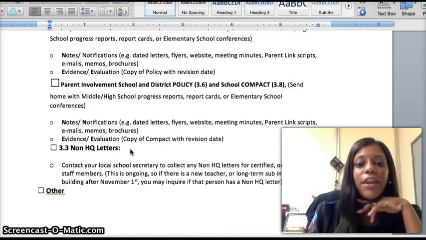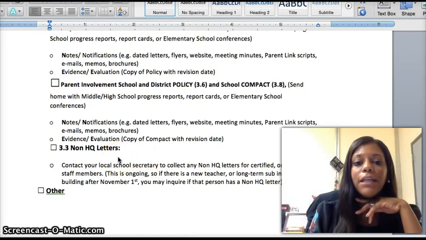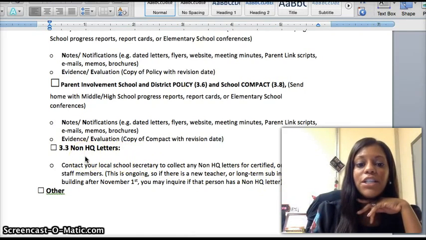Several of you have asked about the non-HQ letters. Please contact your local school secretary to collect any non-HQ letters for certified or classified staff members. This is an ongoing process, so if there is a new teacher or long-term sub that you notice in your building after November the 1st, you may wish to inquire to your secretary if that person has a non-HQ letter. So anytime new staff members come, feel free to ask your secretaries for that information. You will send a copy of that information to our office and you will place it in section 3-3.